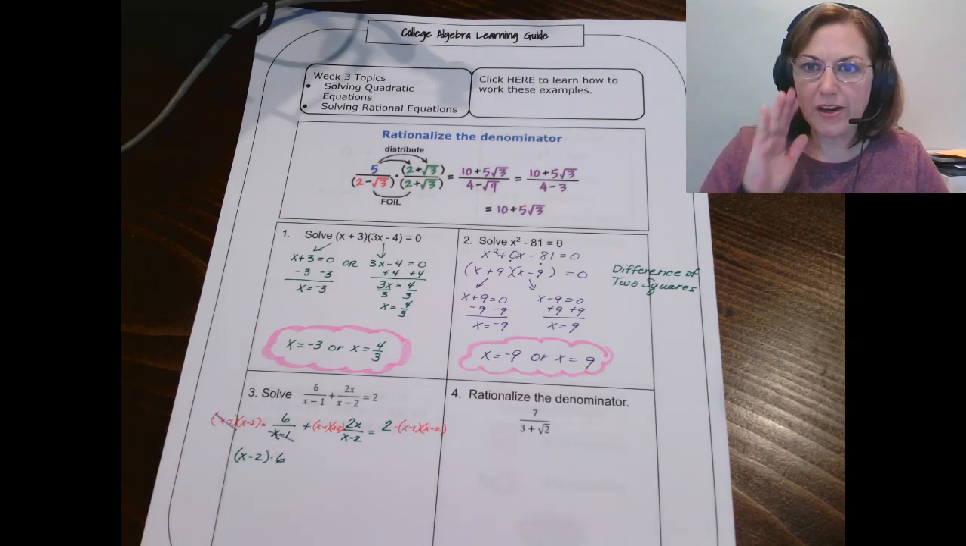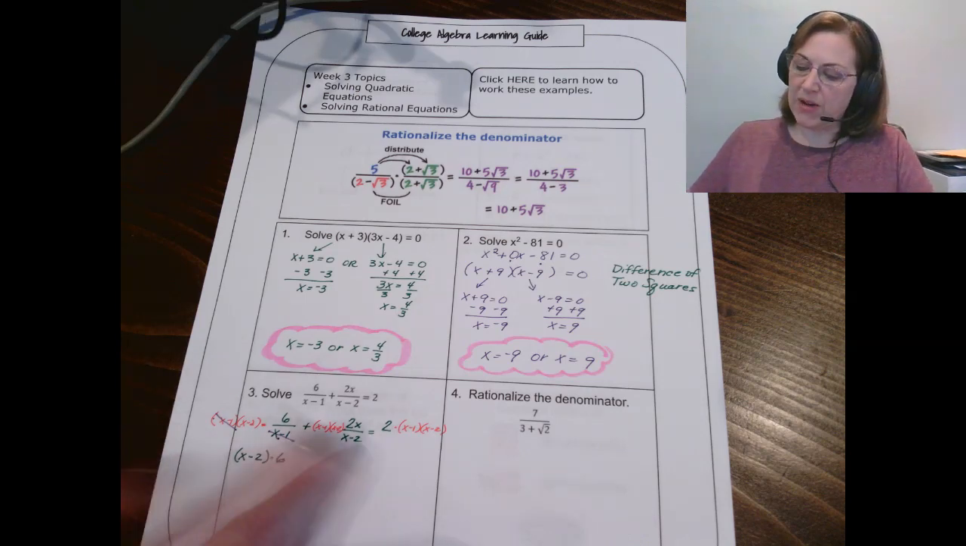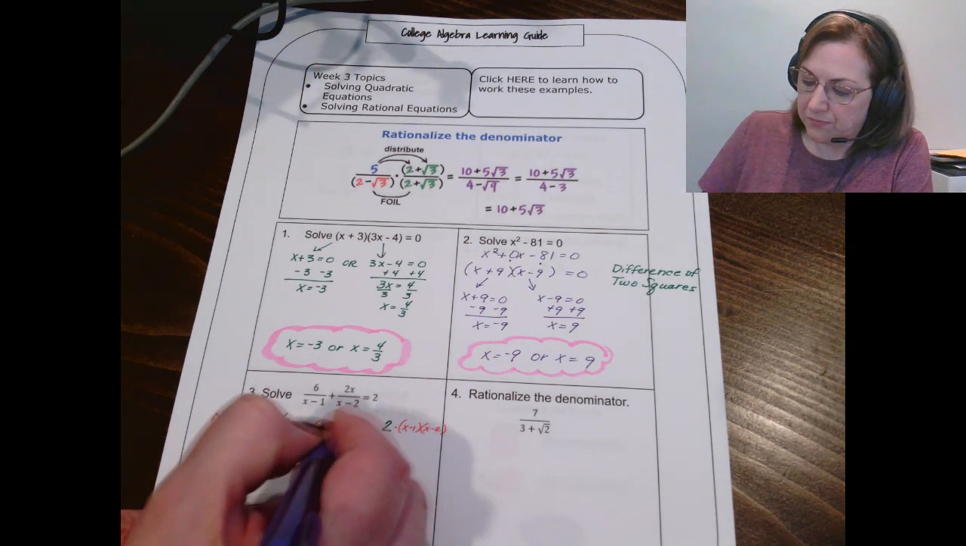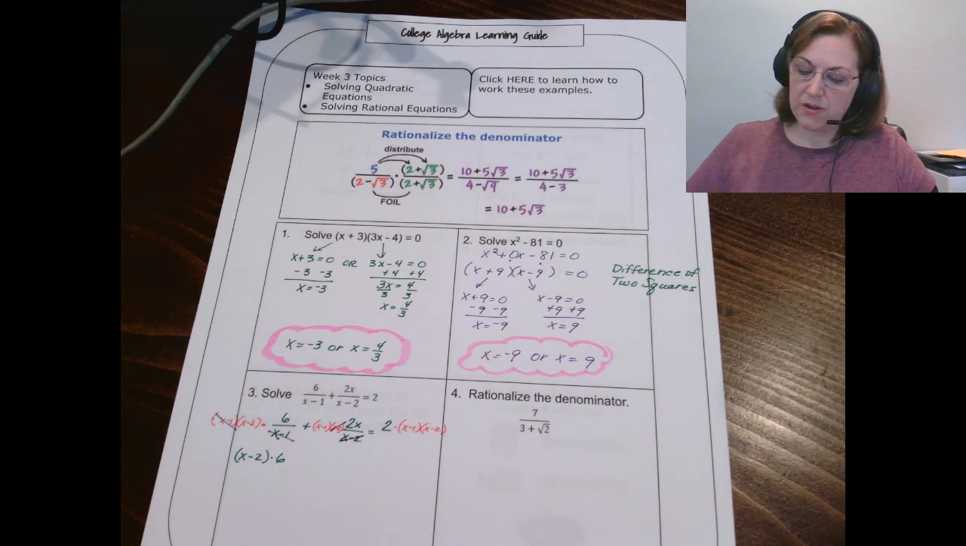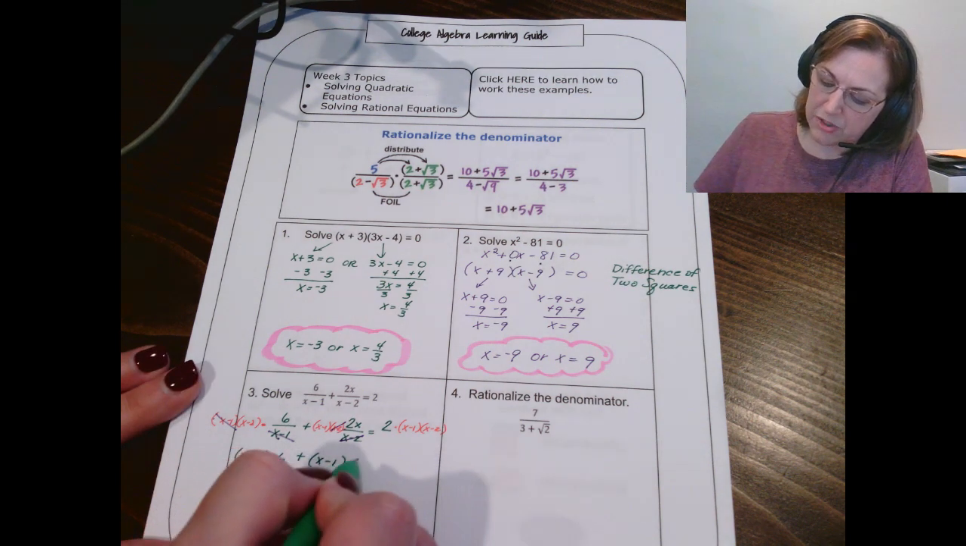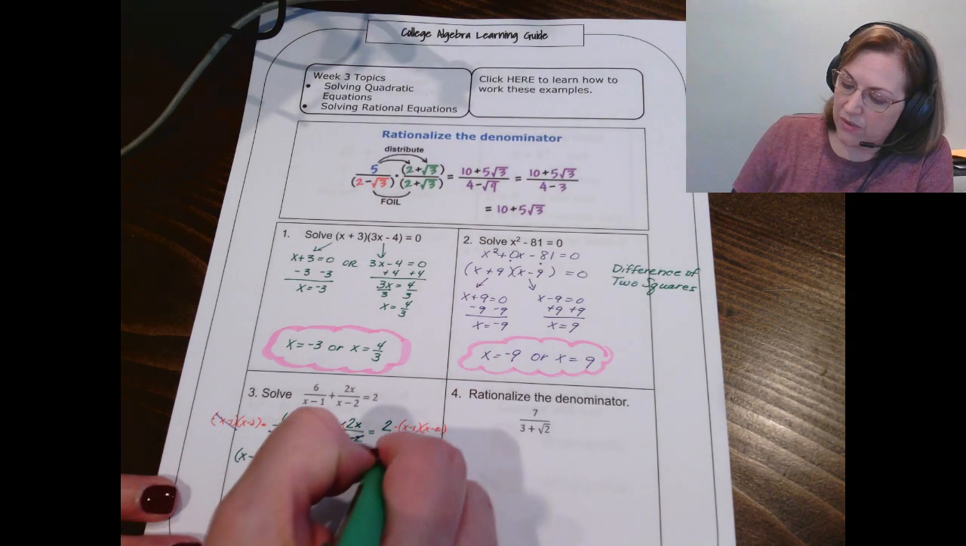Fraction gone. It's the whole purpose of what we did there. Okay, let's see what happens here. The x minus 2's cancel. And that leaves me with x minus 1 times 2x. Now over here on the right, nothing cancels. So we've got to leave them.